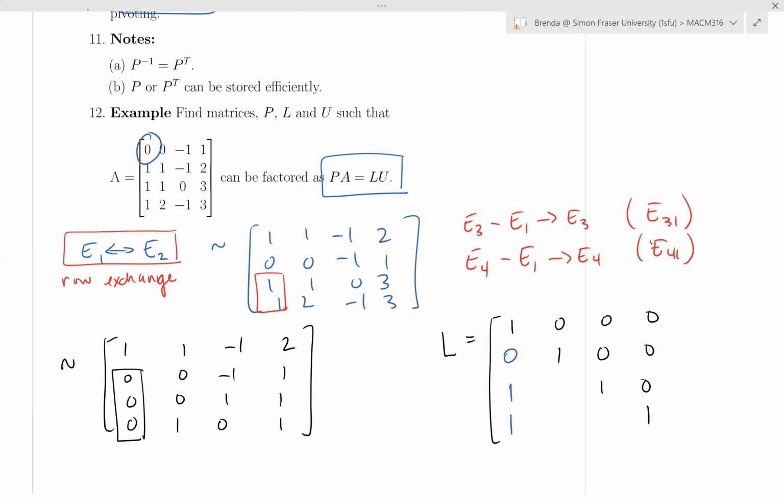Why can I do that? Because I did not have an E21. This guy was already 0. I did not have an E21 elementary matrix because that entry was already 0. I have an E31 elementary matrix, and this number right here is -1. I have an E41 elementary matrix, and this number is -1. I changed the sign. That's 1 and 1. Building L as I go along. I do not know what this number is going to be, I do not know this, and I do not know this.